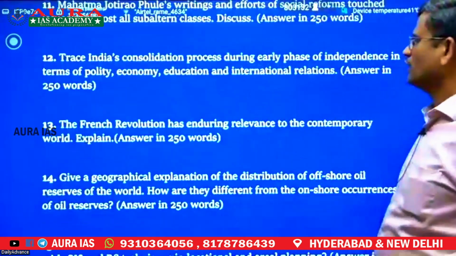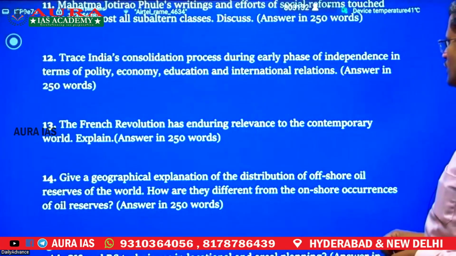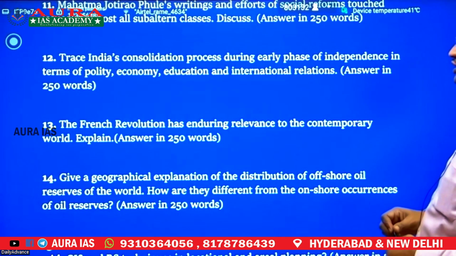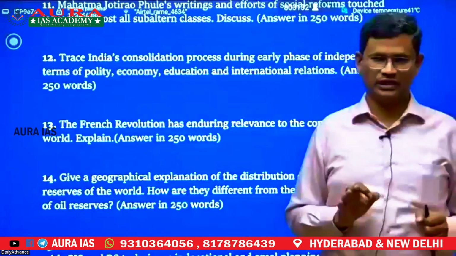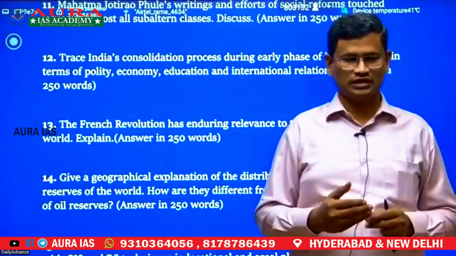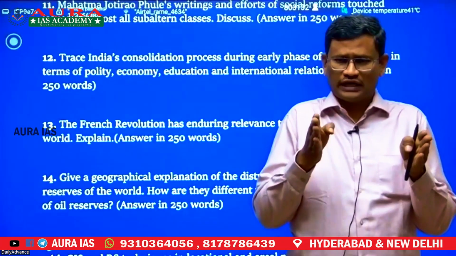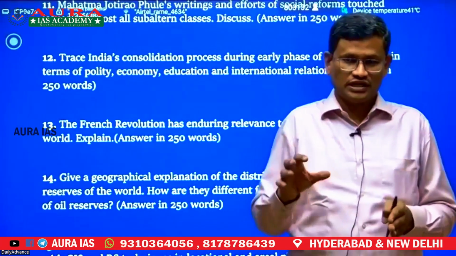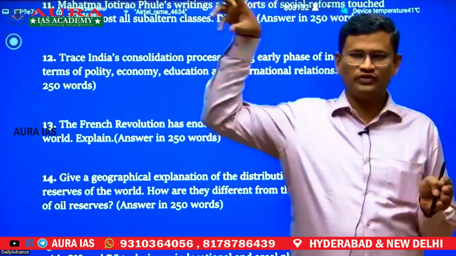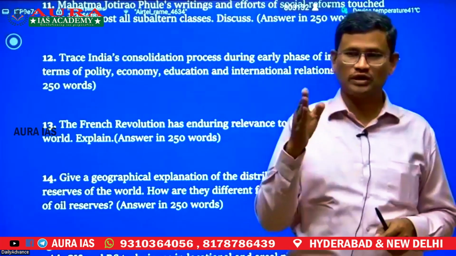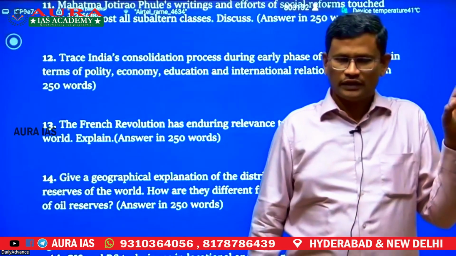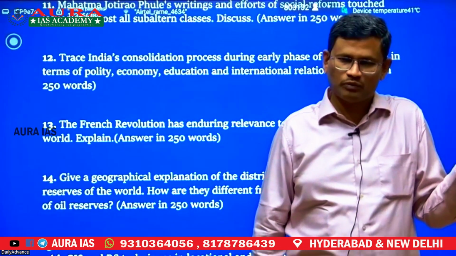Question number 12. Trace India's consolidation process during the early phase of independence in terms of polity, economy, education, and international relations. In the initial decades of independence, the constitution made India a secular nation state. What are the advantages of a secular nation state? A secular nation state gives equal rights and freedoms to people of different religious faiths. This can keep the country united. We chose a federal constitution so that there is a distribution of power between the center and the states, keeping the country united. We also chose a parliamentary democracy where sharing of political power among different social groups is possible. So the Constitution of India is carefully crafted, keeping in mind the requirements of India.